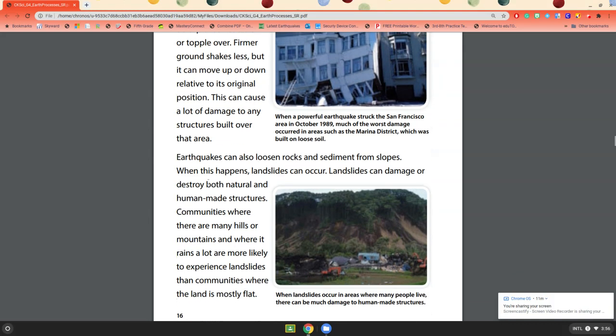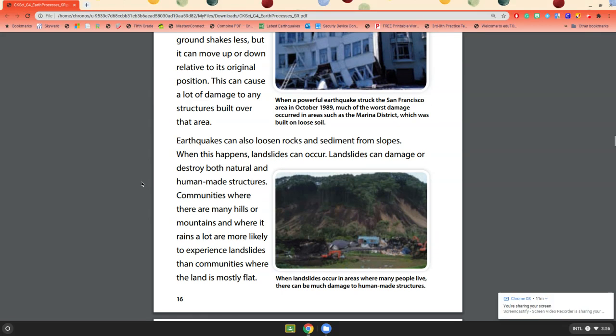Okay, earthquakes can also loosen rocks and sediment from slopes. When this happens, landslides can occur. Landslides can damage or destroy both natural and human-made structures. Communities where there are many hills or mountains and where it rains a lot are more likely to experience landslides than communities where the land is flat.